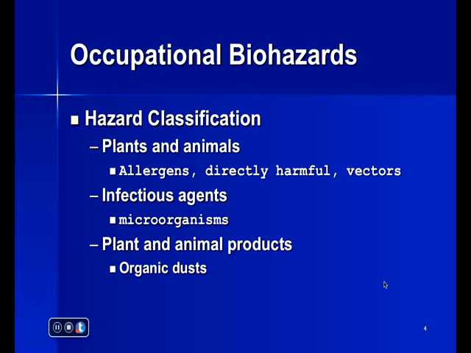We talked about poison ivy earlier in the semester with the skin toxicities. Things that you can inhale that may cause asthma, and there's many plant materials that can do that. You can have things that are directly harmful, different types of plants or animals.